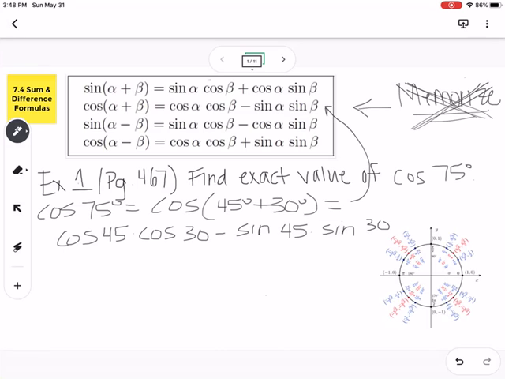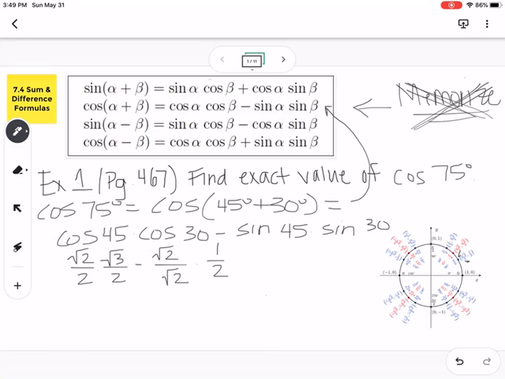Okay, so what you're going to do now is just look at your unit circle. Cosine of 45 is radical 2 over 2. Cosine of 30 is radical 3 over 2. Remember, it's the x value. Sine of 45 is the same as cosine, so square root of 2 over 2. And sine of 30 is 1/2.